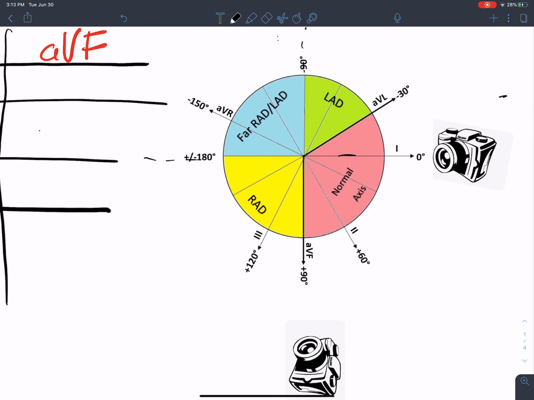So let's start with the basics. But Jeremy, we already got the basics. Well, we're going to get basicer, all right? We're just going to start talking about lead 1. All right, and we're going to talk about normal axis.